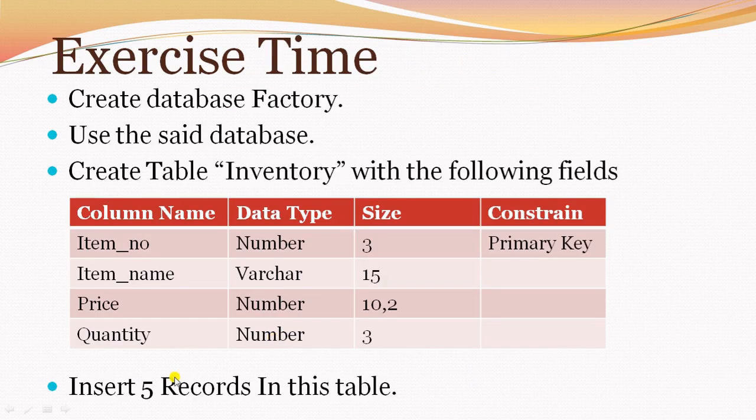So in this exercise, you will be creating a database by the name factory, and you will create a table by the name inventory. These will be your column names, and these are the data types, size, and the constraint. I have kept item number as primary key, so you will also do the same thing. Now insert 5 records in it and tell me in the comment section whether you are having any problem or not.